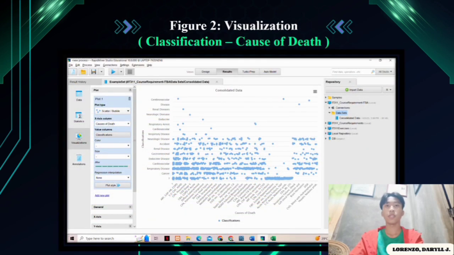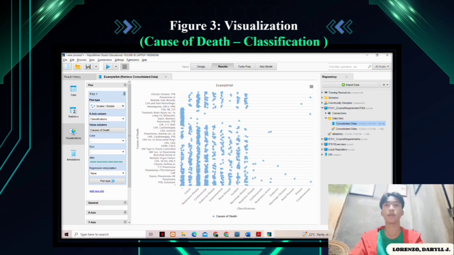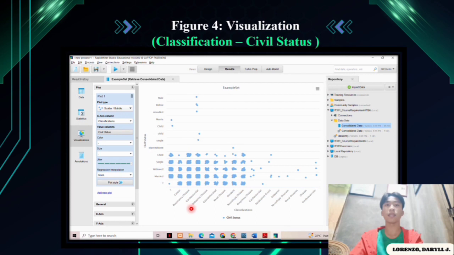As illustrated in Figure 2, the classification based on cause of death includes mostly respiratory diseases, followed by unknown diseases. According to the data in Figure 3, the people with respiratory and cardiovascular diseases have the largest scale in the classification. Based on the consolidated data indicating civil status, married has the most data. Next are widowed and single, and the other one is unknown status.